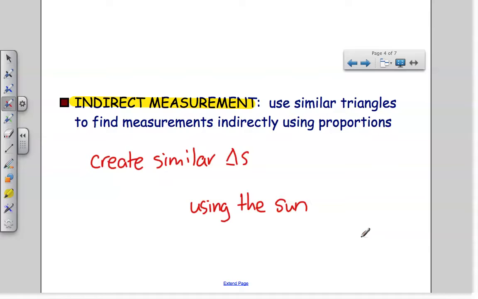Okay, we're looking at the shadow formed. And we're going to use indirect measurement that way to measure things that you couldn't just directly measure, like maybe the height of a building. You're not just going to be able to measure that directly, or the height of a flagpole, something that would be impossible to just climb up and measure.